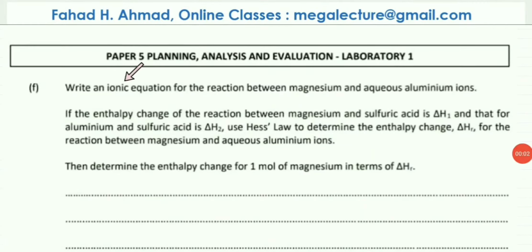The following question reads: write an ionic equation for the reaction between magnesium and aqueous aluminium ions. So that's the first thing that we're going to try and do. Here's your magnesium and here are your aluminium ions.